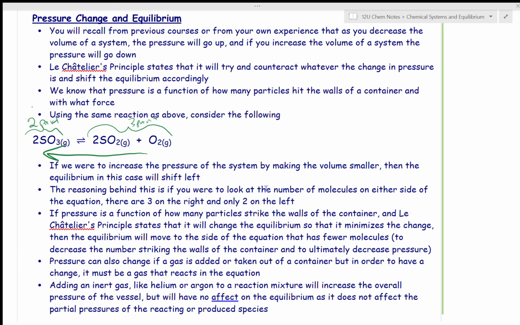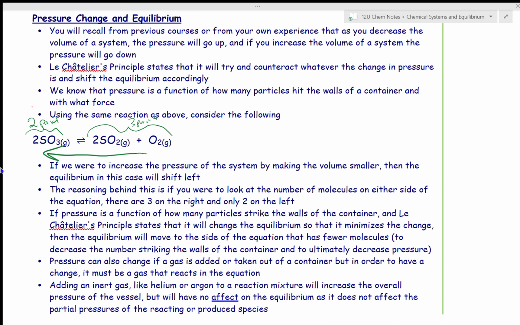Well, my equilibrium is going to shift to try and decrease the pressure. So if I'm increasing the pressure, it's going to try and decrease the pressure. Well, let's take a look at this particular equation, same one from above. It says two SO3 gases turn to two SO2 gases and an O2. If you notice, on the left side of this equation I only have two particles, I have two SO3s. And on the right side of my equation, I have three particles. I've got two SO2s and an O2.